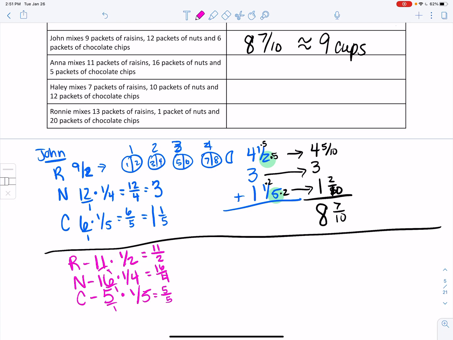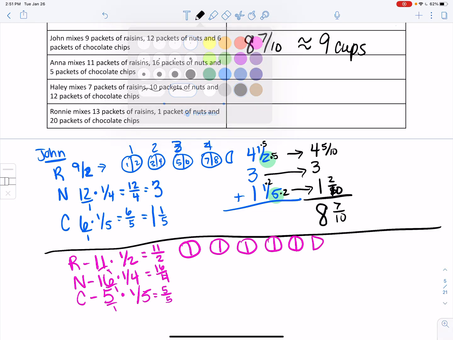So now I have to change these into whole numbers again. So I'll draw my picture. 1, 2, 3, 4, 5, 6, 7, 8, 9, 10, and 11 halves. So she has, let me change my color, 1 whole, 2 wholes, 3 wholes, 4 wholes, 5 wholes, and a half. So in terms of her raisins, she's got 5.5.